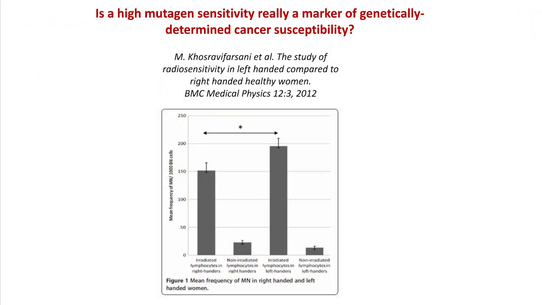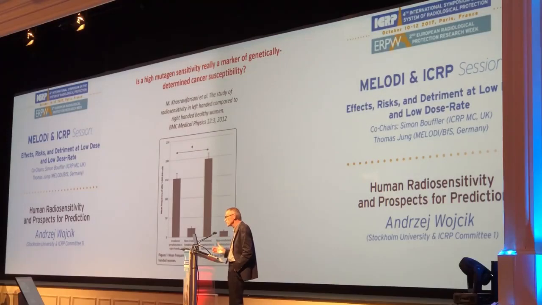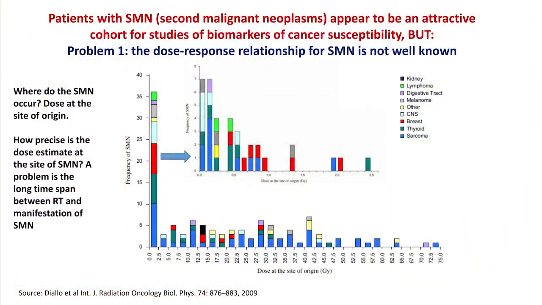Then you have studies like this one, where people find that women that are left-handed have a higher aberration score in their lymphocytes. They're more radiosensitive. What do you do with an outcome like this? Would you say, oh, sorry, lady, you're left-handed, I am not allowed to employ you in the radiation protection area because you obviously have a higher risk of developing cancer? Would you do this? I doubt it. Okay, I will skip this.